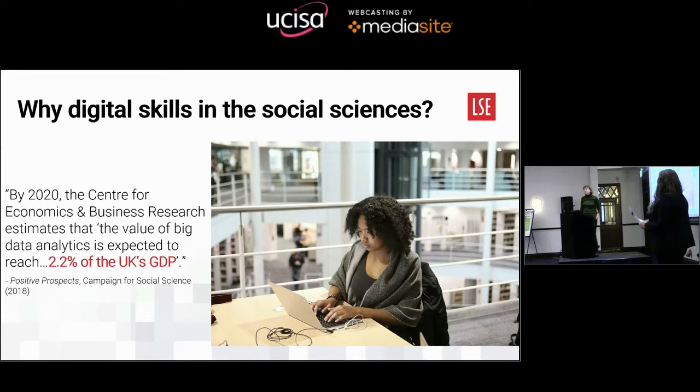So one of the things that I always point out when I'm talking about this is that LSE as a social science institution doesn't have the hard sciences and certainly doesn't have a computer science department, which might be the sort of obvious way to get digital skills into people's academic curriculum. But it is increasingly important in social science for students to have access and an understanding of data science skills and tools.